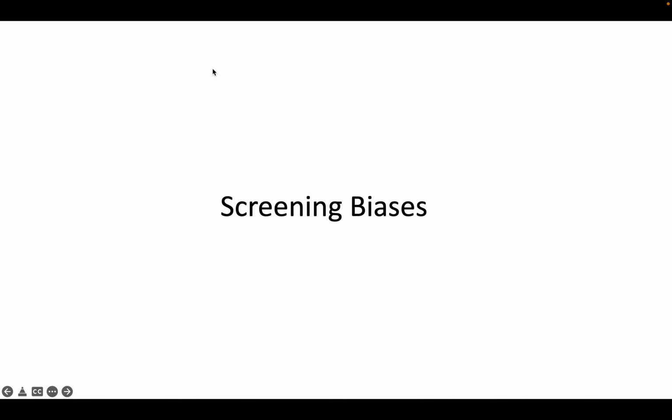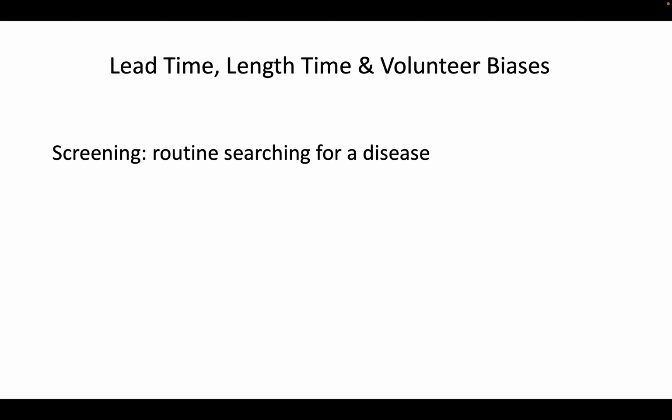This video is going to cover some common biases that happen in screening processes when you're trying to evaluate how effective screening is. The three biases I'm going to talk about are lead time bias, length time bias, and volunteer bias. And just some background, screening is routine searching for a disease.